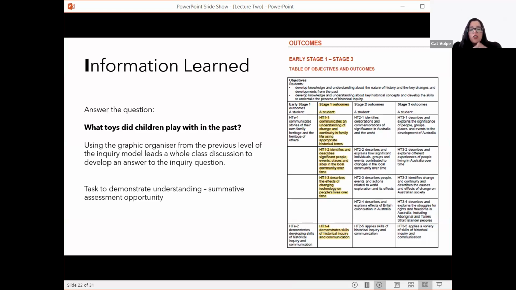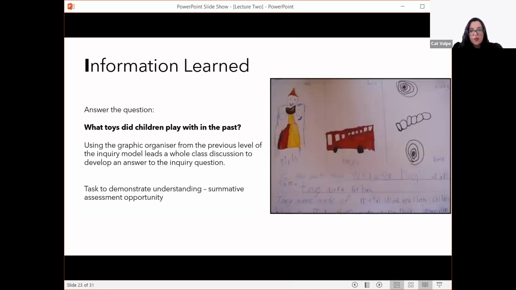So I'll talk a lot more about this and how to do this when we work on the second assignment. But students really need to be displaying and demonstrating to you that they've been achieving the outcome through this learning sequence, and that should be evident in the product that they provide to you. So this might be an example here of a type of assessment piece that students might do in answer to what toys did children play with in the past.